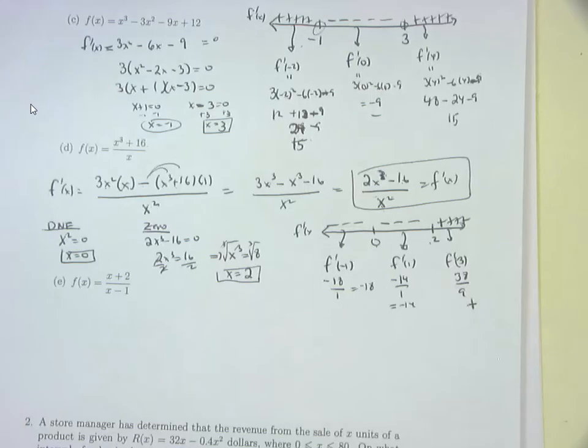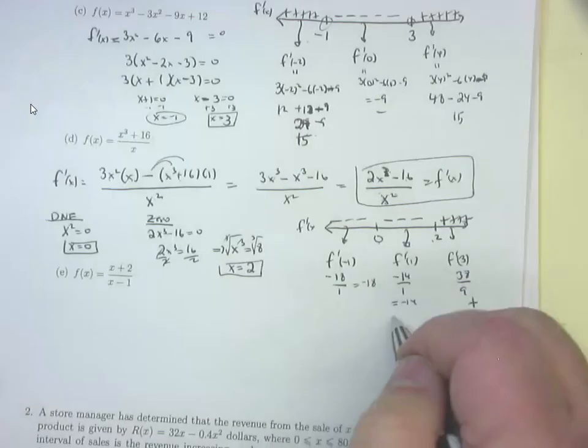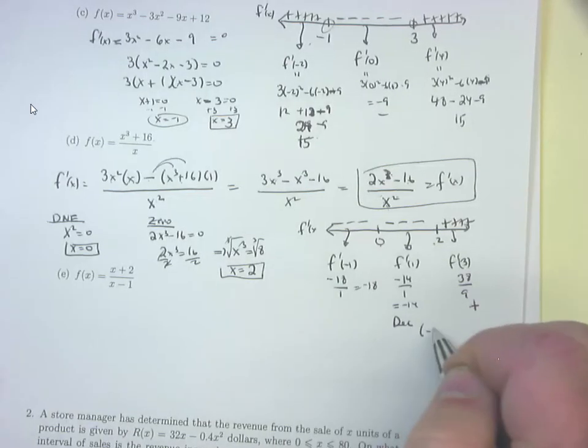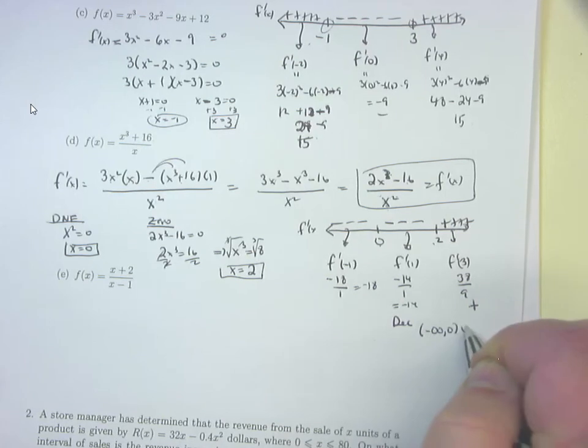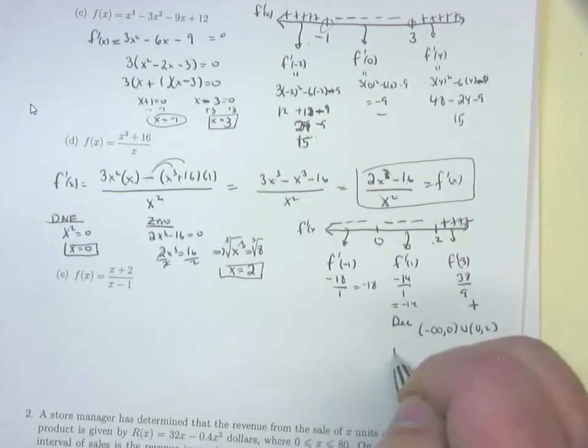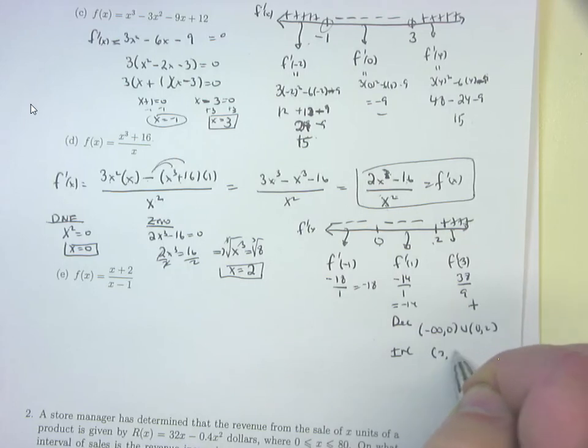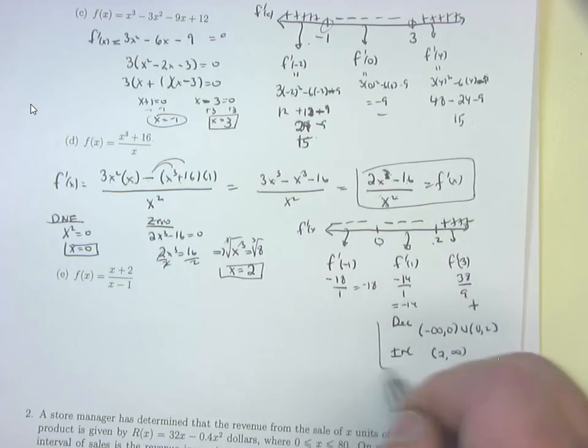So what is my answer to this problem? Where is it decreasing? It is decreasing on the interval between -infinity to 0, union 0 to 2, and it is increasing from 2 to infinity. Notice I had to skip over that 0 point.